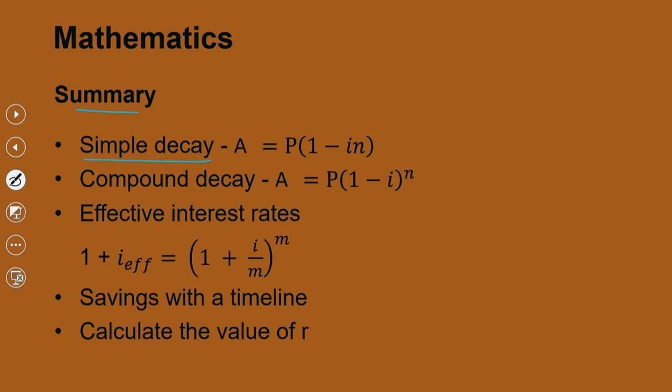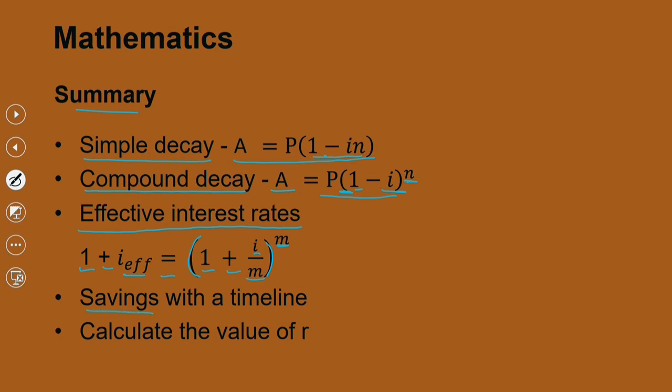In our summary, we did simple decay, where we say A is equal to P, open bracket 1 minus IN, close the bracket. We also did compound decay, where we said A is equal to P, open bracket 1 minus I, close the bracket, everything to the power of N. Then we did the effective interest rates, where we spoke about 1 plus I effective equals open the bracket, 1 plus I nominal, divided by the period, close bracket to the power of M, which is also the period. That's what we did on effective interest rate.